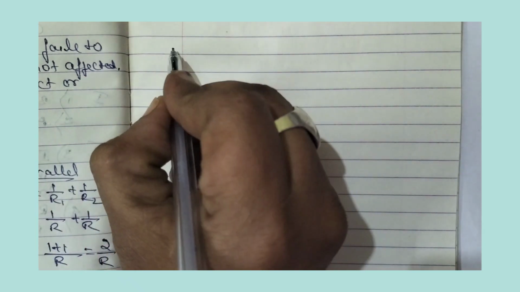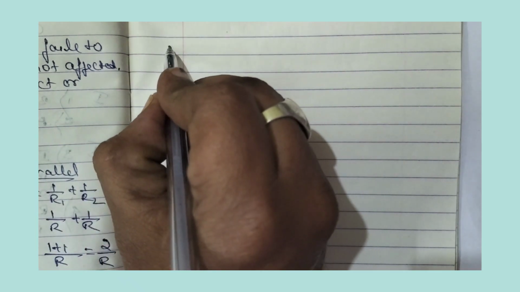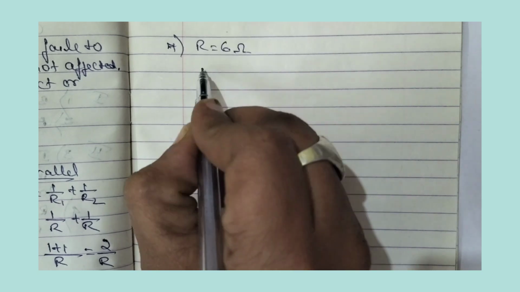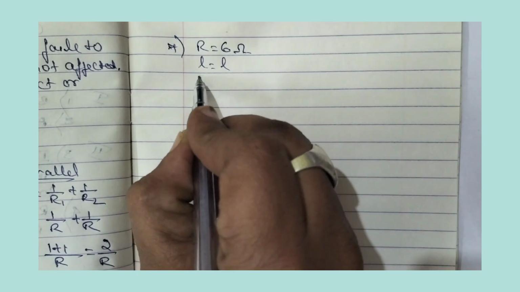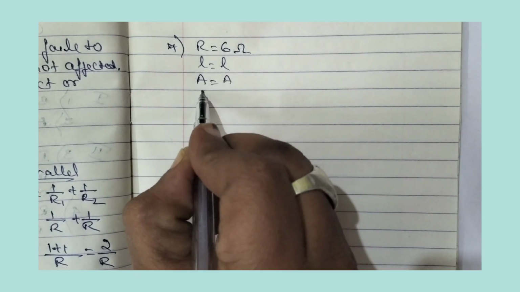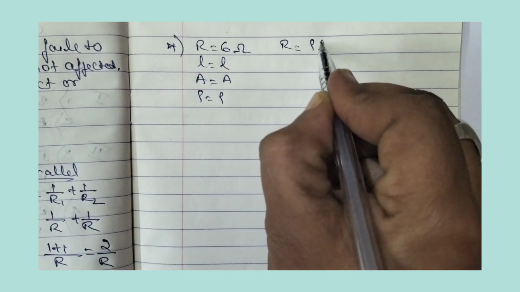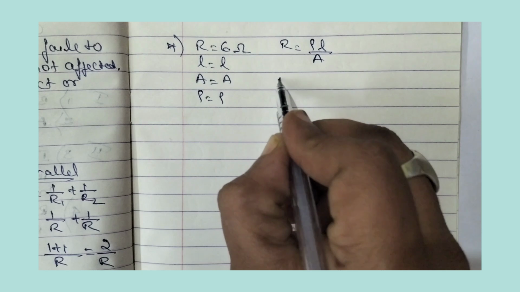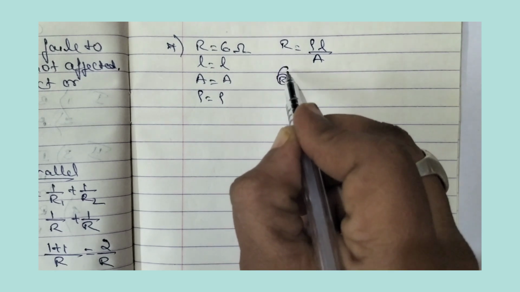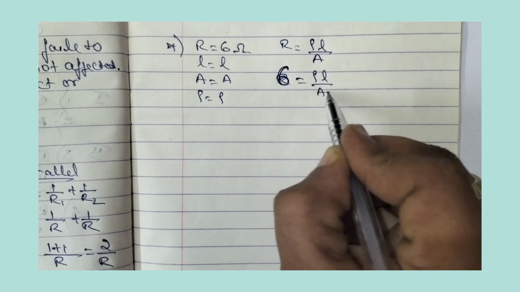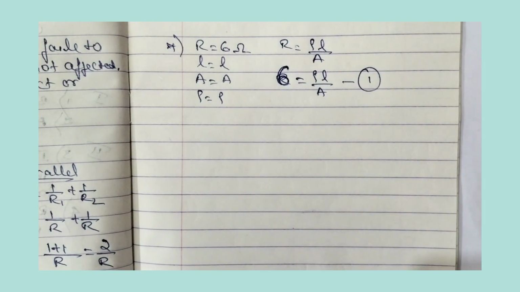So when it is 6 ohm at first, let us solve this one. R is equal to 6 ohm, length L is equal to L, area A is equal to A, rho is equal to rho. Therefore R is equal to rho L by A. That is, 6 is equal to rho L by A. You call it as 1. Where rho L by A comes, there you have to substitute 6.